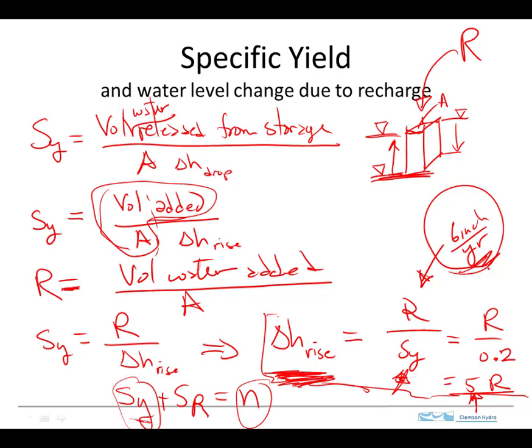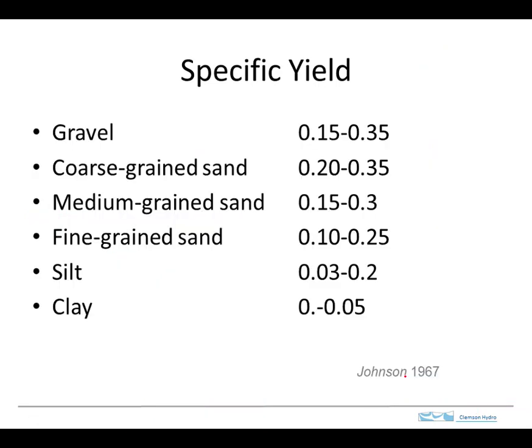Okay, so that's an important point, that we'll always expect to have a rise in the water table that's larger than the amount of recharge because of the specific yield. Okay, so now I think that we should take a look at some of the values. So let's just reiterate: specific yield plus specific retention equals porosity. So the specific yield would be equal to the porosity minus the specific retention.